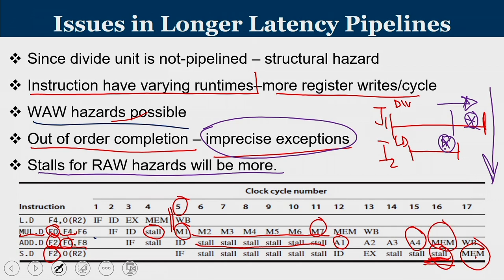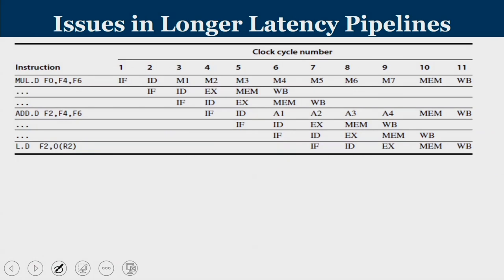So, to conclude, we have problems of structural hazard when it comes to division, because the division unit is unpipelined. We have problems of multiple write operations per cycle due to varying runtimes. Sometimes there can be the possibility of WAW hazards. Out of order completion can sometimes lead to imprecise exceptions that have to be handled, and we need to address a large number of stall cycles, because whenever you go for a multi-cycle pipeline, RAW hazards will have more stalls. Now, issues in longer latency pipelines.